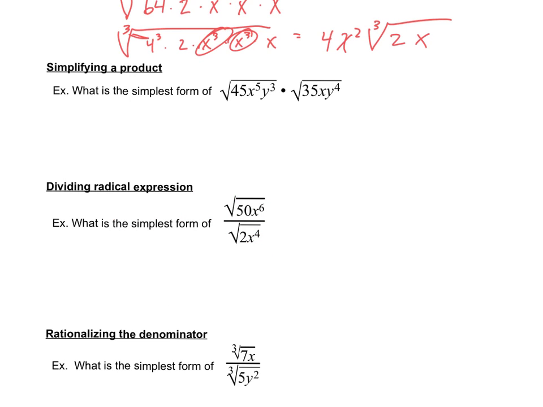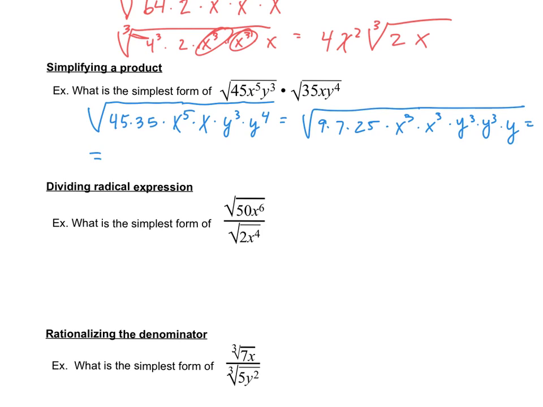Okay, so now when simplifying with a product like we did today in class, what is the simplest form of the square root of 45x to the 5th y to the 3rd times the square root of 35x y to the 4th? And what I want to do in simplifying a product is I just want to go ahead and multiply the two radicands together, and then we are going to look for perfect squares. So first we're going to go ahead and multiply it together.